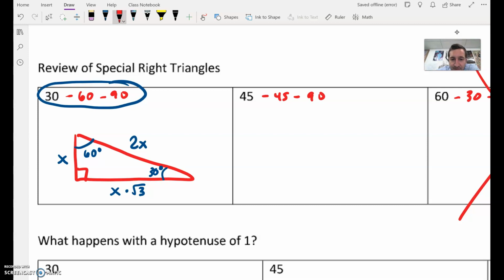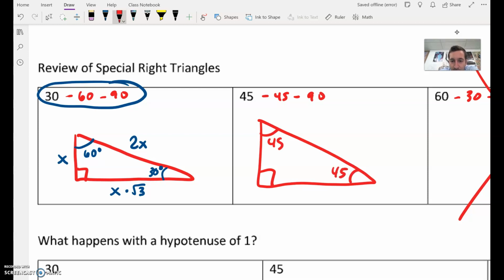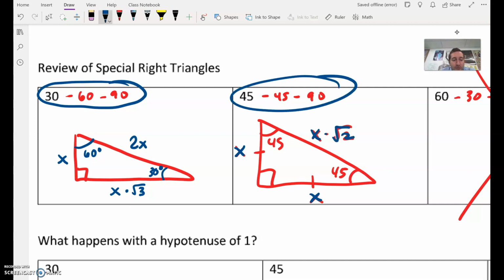45, 45, 90s have their own relationship. They're isosceles, so this side is 45, this side is 45, which means that these sides are equal, right? So what is the relationship between them? Well, we know they're equal, so if this is x, this is x. It's kind of nice. And then here's the special thing. You can work up to the hypotenuse by doing x times the square root of 2. That is a special relationship between those. Sorry, I'm OCD getting the blue in. Those are the two special relationships in your right triangle.